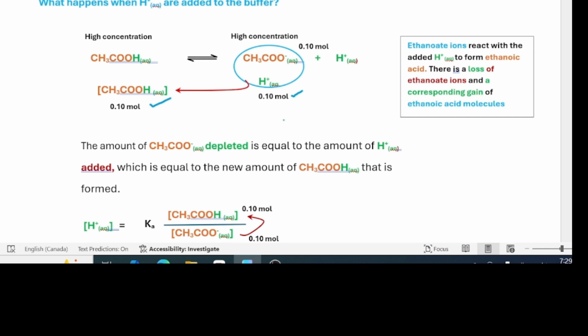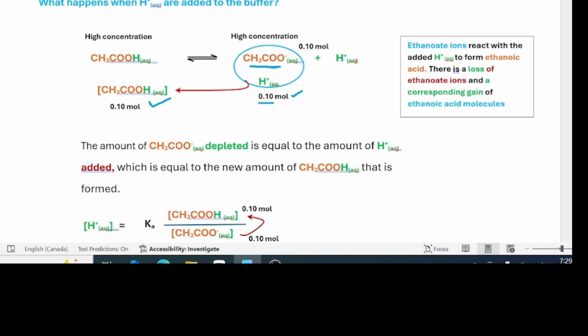So by placing that amount of hydrogen ions in the solution, it will allow a corresponding number of ethanoate ions to react with these to form a corresponding number of molecules of ethanoic acid. So in effect, what is happening, we are removing that quantity of ethanoate ions, and we are making a corresponding number of ethanoic acid molecules.